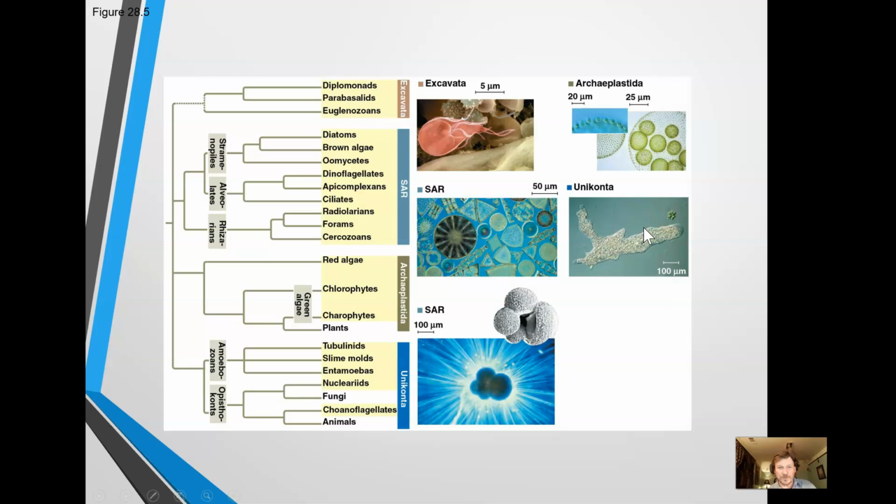So if this is looking at our diversity of the clades, these would be our four groups. They're labeled over here. So this would be the excavata, the SAR clade, the archaeplastida, the unikonta, and then what they're showing you in yellow are the organisms that we call protists. And you'll notice that it doesn't have a single common ancestor.